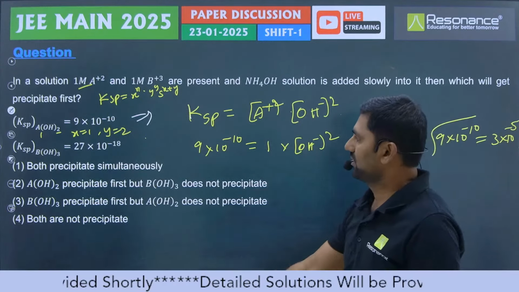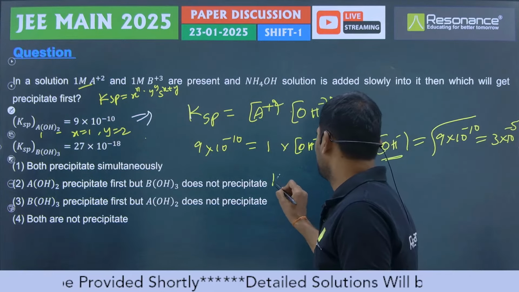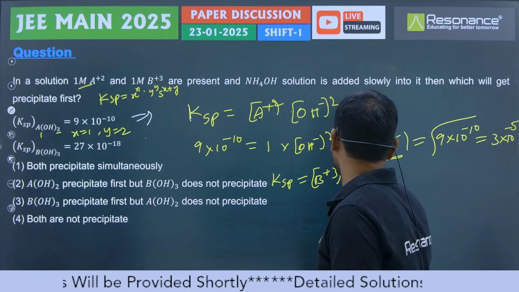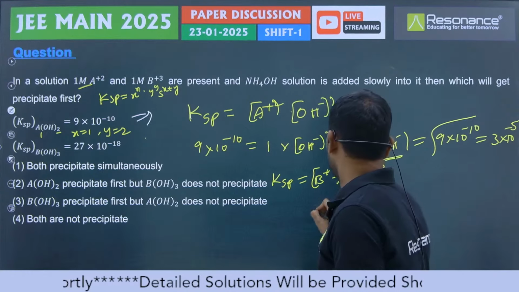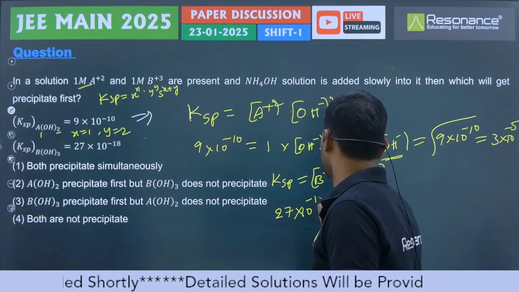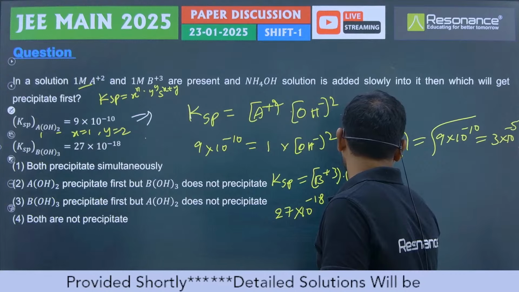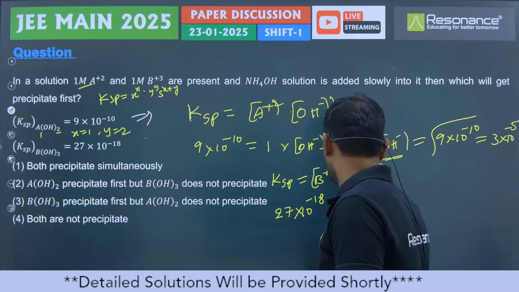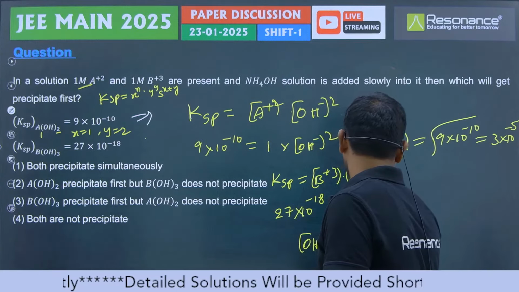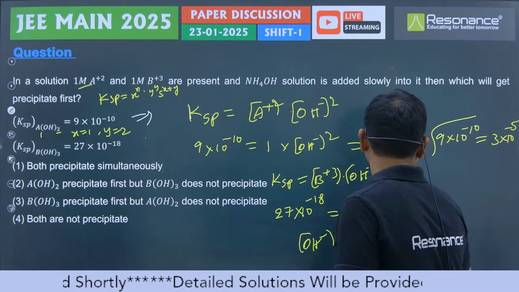So you can find the KSP of B OH thrice also. It is AB3 type. So KSP of this one is B plus 3 concentration into OH minus cube. B is again given as 1. KSP is 27 into 10 to the power of minus 18, equal to 1 into OH minus whole cube. By calculating the OH minus concentration, this is 27 into 10 to the power of minus 18.